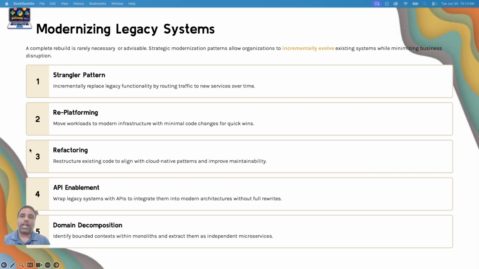Now here is the practical reality. A complete rebuild is rarely necessary or advisable. So I want to walk you through 5 strategic modernization patterns.